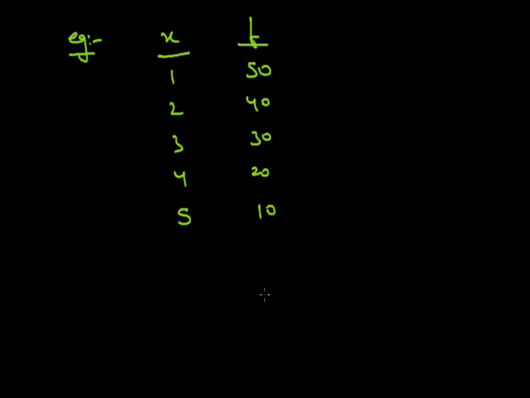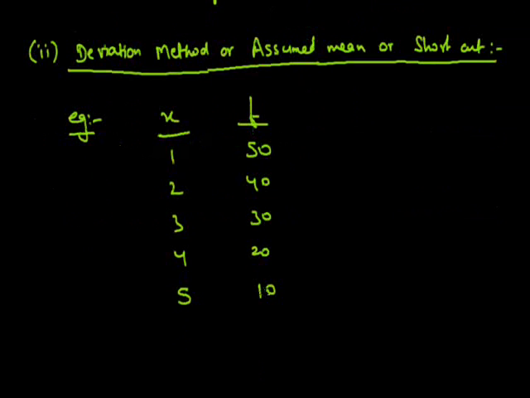Now, if we want to reduce the calculation here also, what we need to do is first assume a mean. We will assume one of the values of the observations. Suppose we take the assumed mean as 3, because 3 is the middle value. So this is the approximate value we have taken.